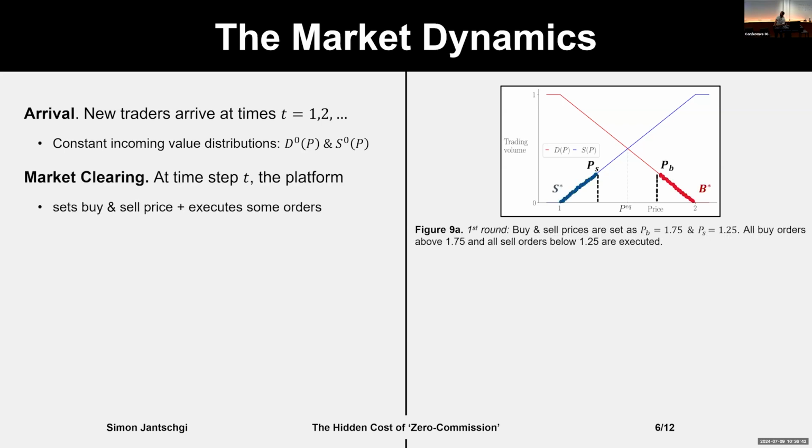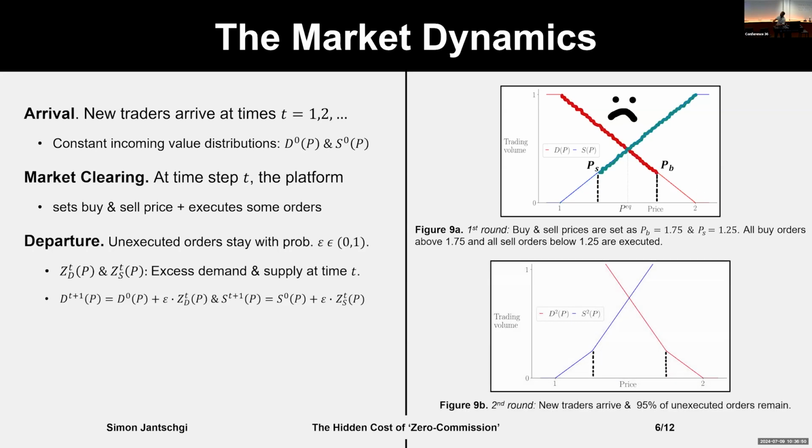Now, the market platform at time step t is going to set buy and sell prices and execute some set of orders. But now what this means is that you're going to have some unexecuted orders in the market, which are basically all buy orders which are strictly below the buy price and some sell orders that are strictly above the sell price. This is now what I'm going to call the excess demand and supply at time t. And I'm going to be assuming that, as is the case in financial markets, these unexecuted orders are going to stay in the order book.